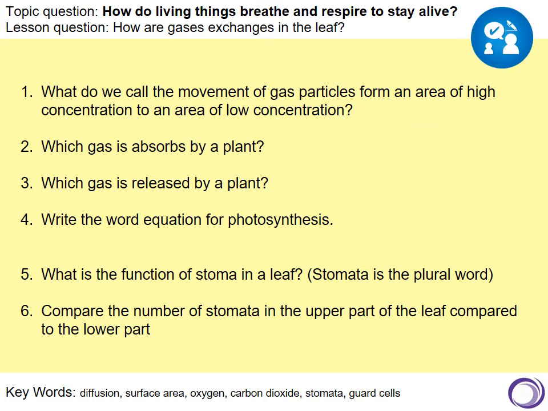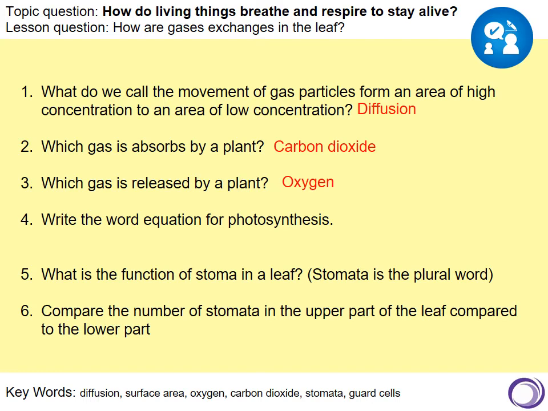Right, let's see how we got on then. So the movement of gas particles from an area of a high concentration to an area of a low concentration is diffusion. The gas which is absorbed by a plant is carbon dioxide, and the gas which is released by a plant is oxygen.